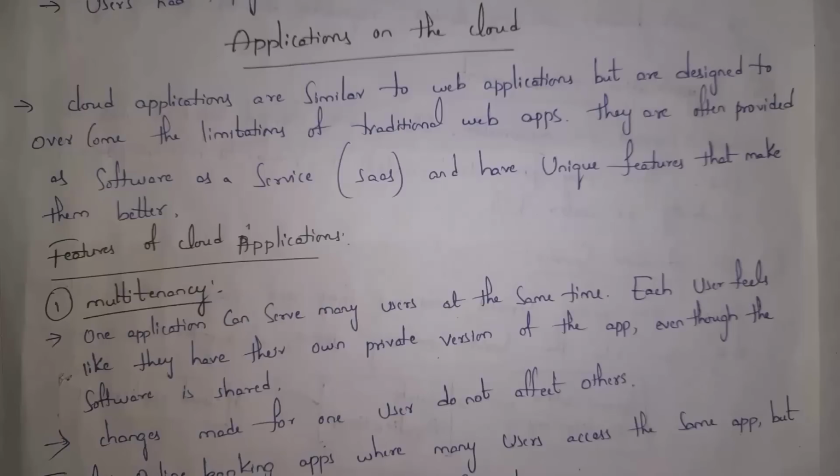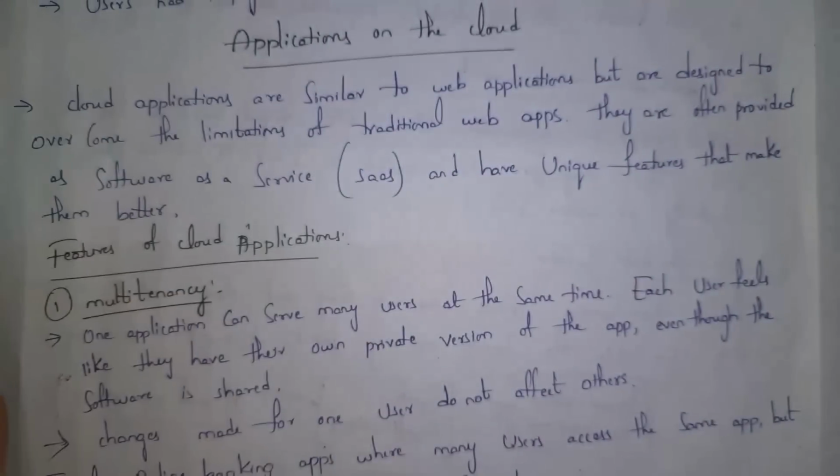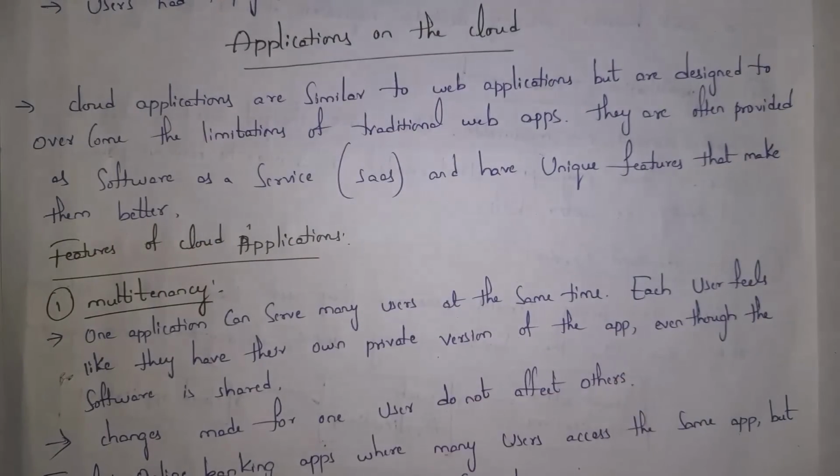Guys, in order to overcome problems of web applications, cloud applications were introduced. So cloud applications are similar to web applications, but they are designed to overcome the limitations of traditional web applications. We can place our software in cloud and we call that service as software as a service. These are features of cloud applications.